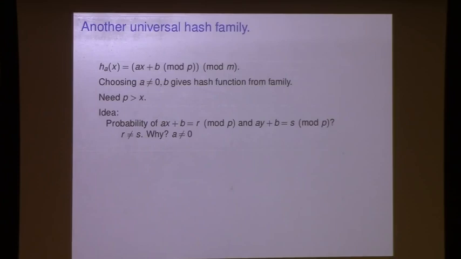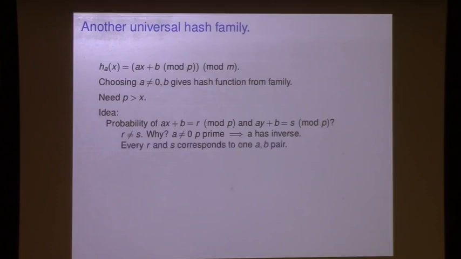Because a is not equal to 0, right? If a is not equal to 0, then a times x is going to be different than a times y, right? Also, because it's prime, a has an inverse. Okay. So r has to be different than x because b is the same.